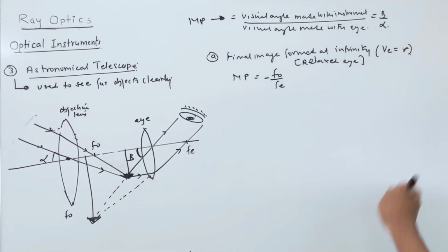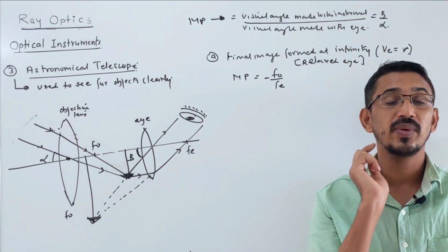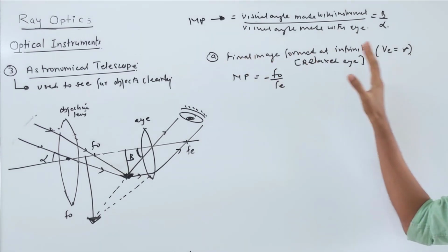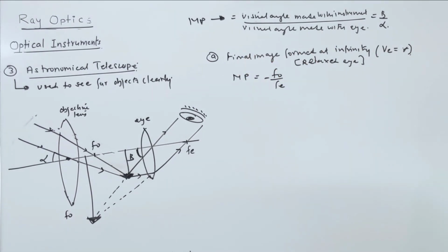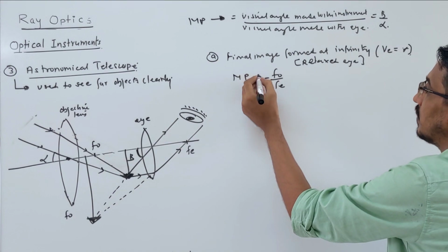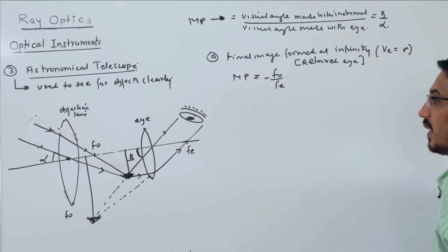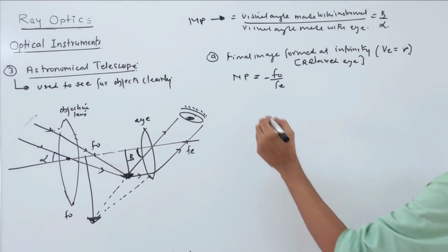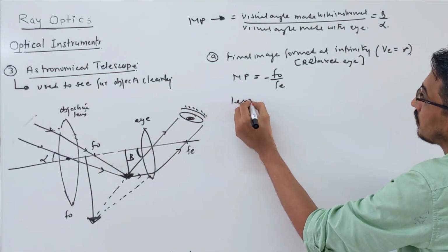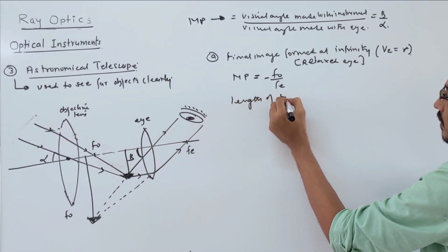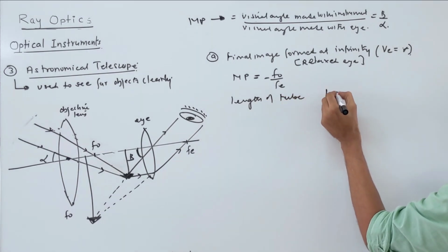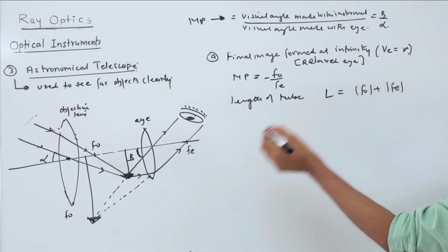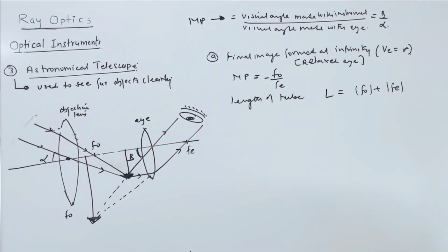In case of a compound microscope, relaxed or normal eye means the image is formed at the distance of vision. Right now here it is opposite. Here when the image is formed at infinity, it is called relaxed eye. So the magnifying power is equal to minus f naught by fe, simply focal length of this by focal length of that. Here they will ask you length of tube. That L will be f naught plus fe, the addition of that. Correct?